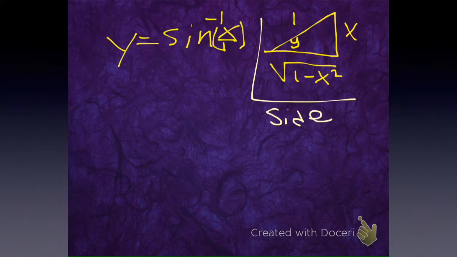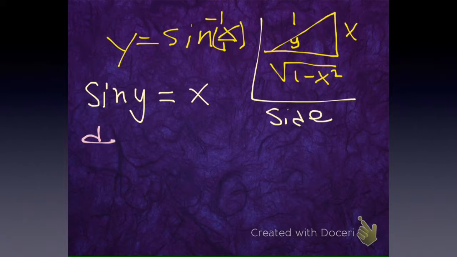But now we're here. If y is equal to the sine inverse of x, then the sine of y is equal to x. Is that correct? You guys are with it today. Yeah, that's right. So then let's take the derivative of each side with respect to x.